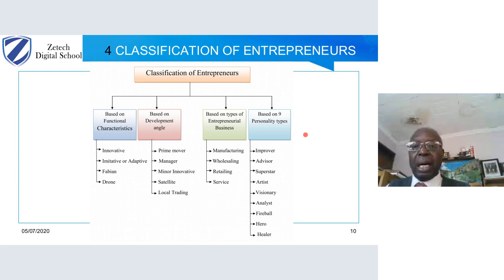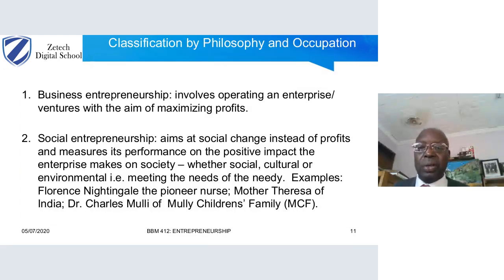There are also those based on the entrepreneur's business. There are those in manufacturing. There are those in wholesaling. There are those in retailing. There are those who provide services. These are another level of classification. And then we also can classify them under the personality types, broad classifications: those who only provide advice, those who are actually artists, for example, they draw things and so on. You have all these classifications, but these are broad classifications, as we will see.